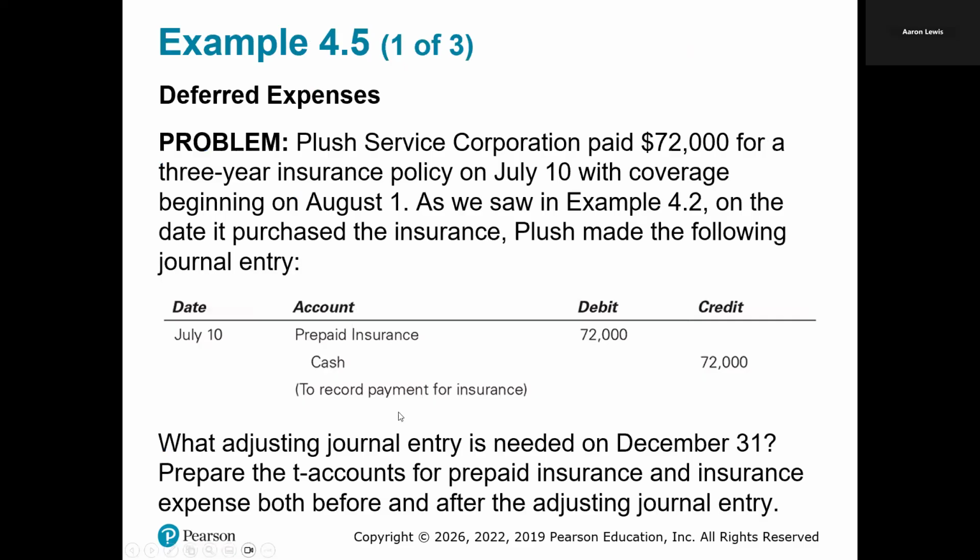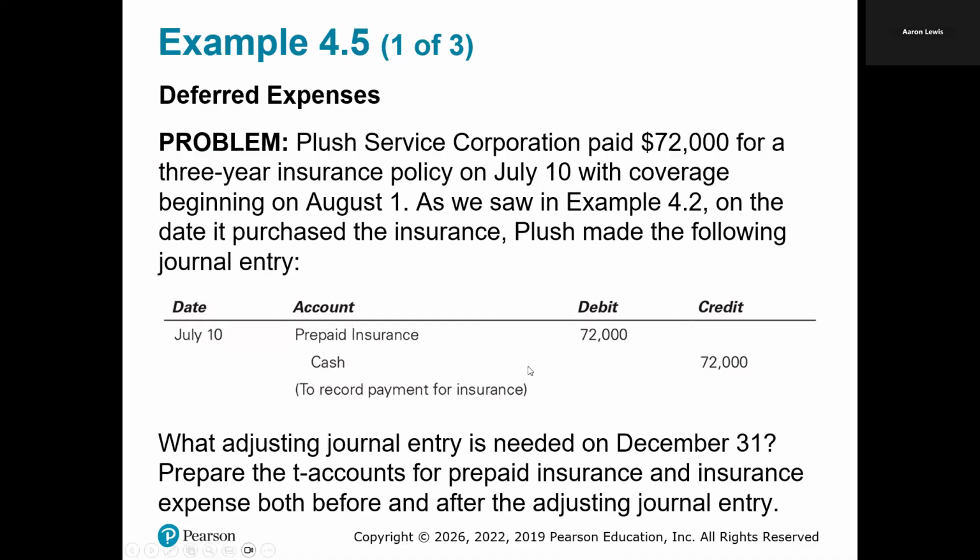So what is this journal entry right down here going to be? Well, let's assume here that our company paid $72,000 for a 3-year insurance policy on July 10th, and we have coverage starting on August 1st. It's going to carry through the whole entire 3-year period for the 72 grand. That was the entry we recorded when we put it on the books. We're at the year end, December 31st. We've used some of this insurance that we paid for in advance. We've utilized it and actually incurred that expense.